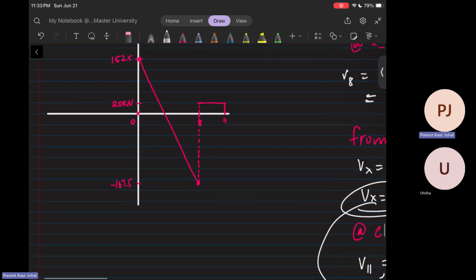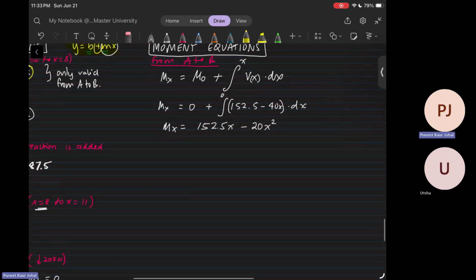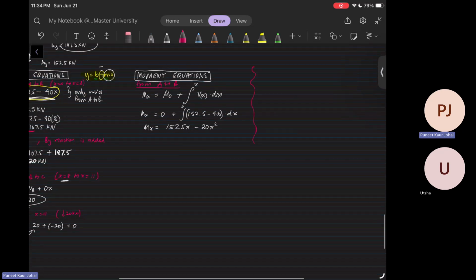Now, one thing to note is your moment will become max exactly where your shear force goes to 0. Okay, so you'll get your max moment when shear goes to 0. So bending moment goes to max when shear goes to 0. So if you want to figure out where your max moment is, all you have to do is figure out where your shear goes to 0. So I'm going to do that on the side here. Where does the Vx go to 0 between A and B?